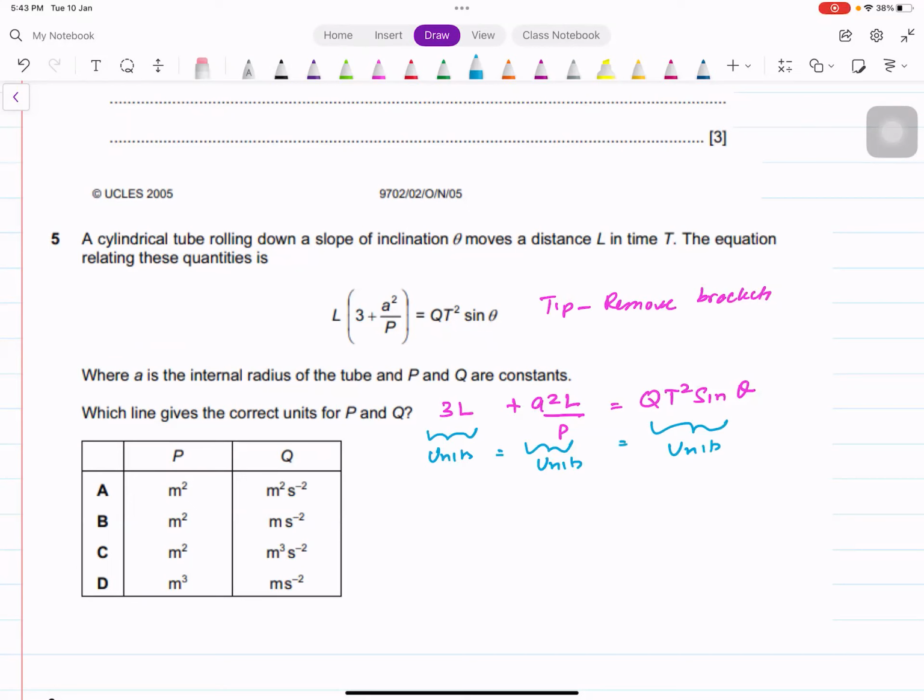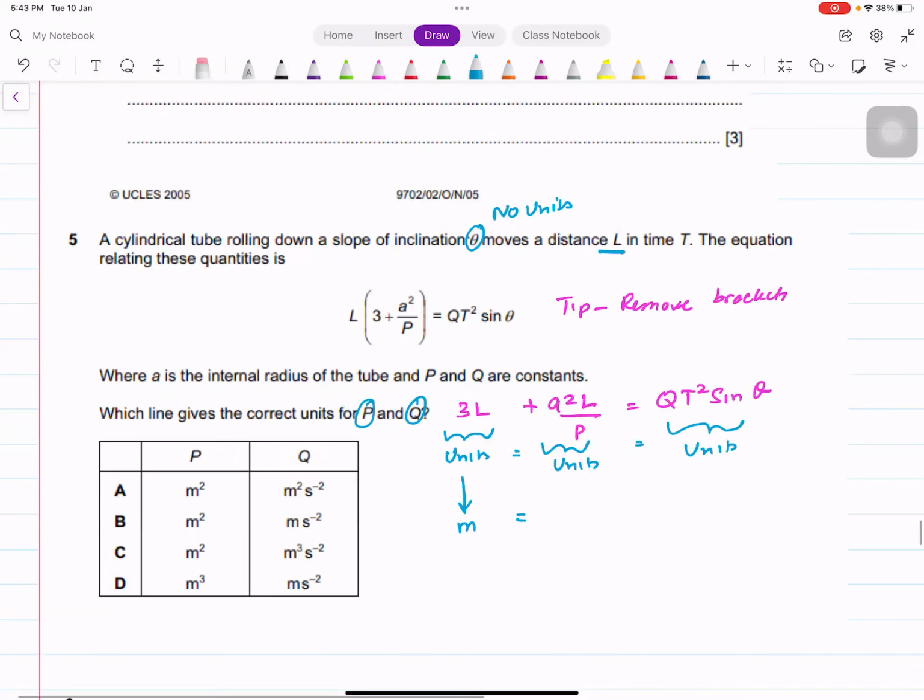They should be equal to each other. Right now, we need to find the units for P and Q. So, is degree a unit? No. Theta has no units. This is a dimensionless quantity, okay? So distance L should be in meters. So I'm going to write it as meters, right? And now it should be equal to the units of this term.